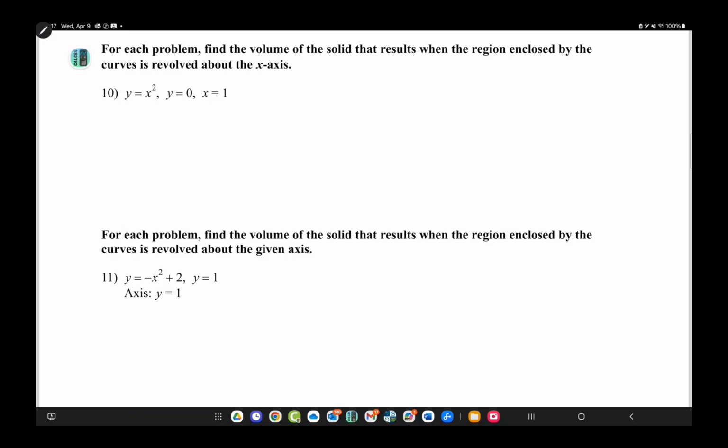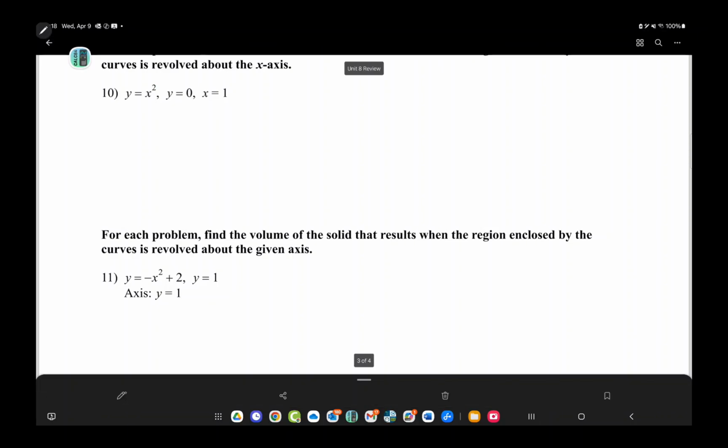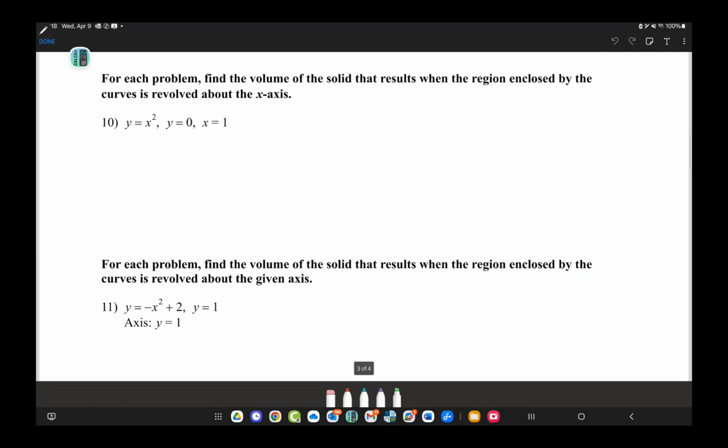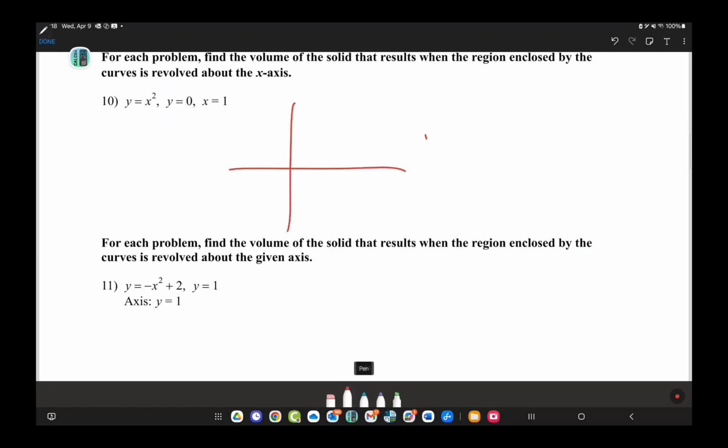Problem: find the volume of the solid resulting from the region enclosed by the curves, revolved around the x-axis. This does not require you to graph it, though it would be helpful. Just real quick, if we did graph this: y equals x squared, x equals 1, y equals 0. It's just this little area right here that's being rotated around the x-axis.